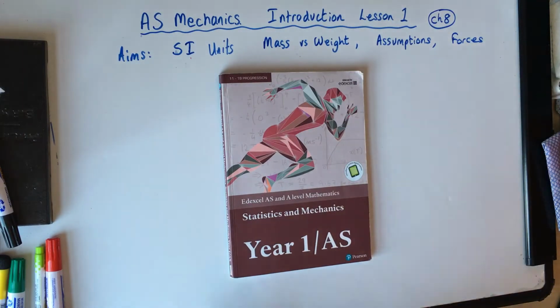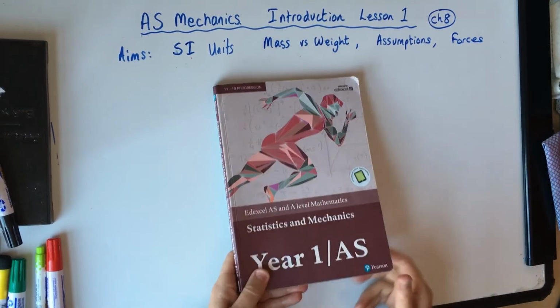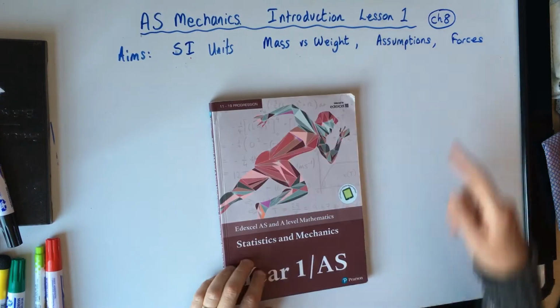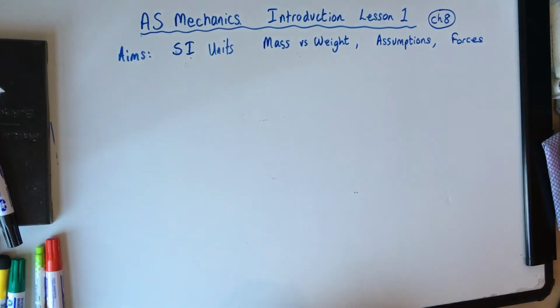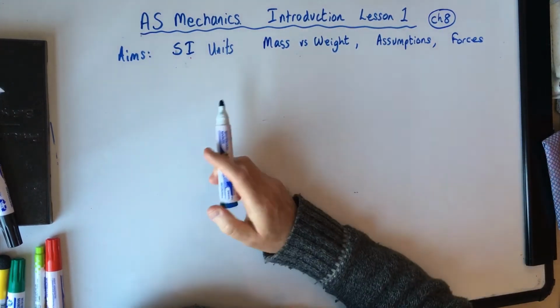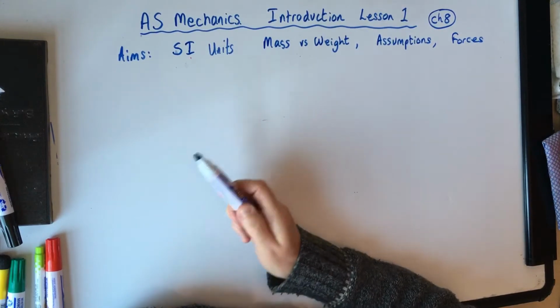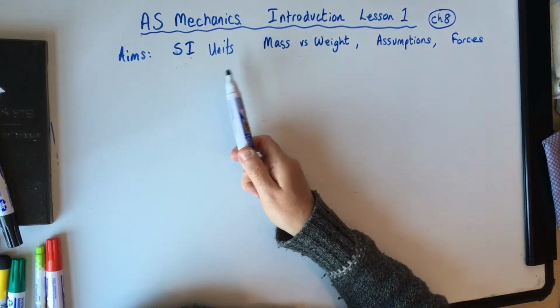We're working from this book, Statistics and Mechanics, but I'm going to cover the mechanics lessons in this unit. We're starting from chapter 8, and this follows on from my series on the pure AS, so this is year 1 of A-level. The mechanics section in the new A-level goes through lesson 1.